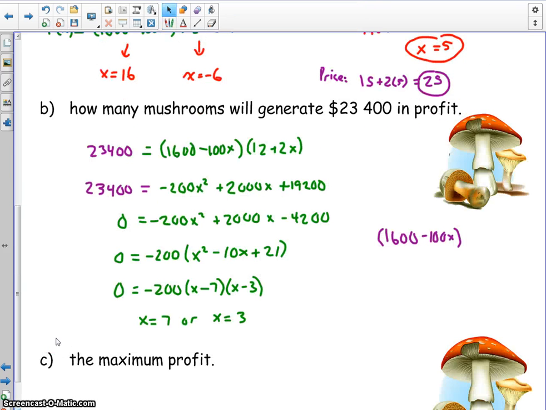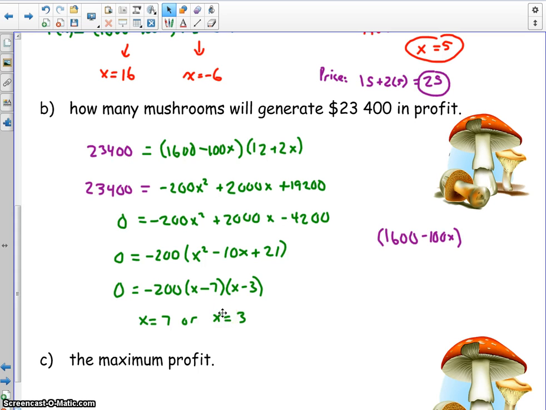Okay, so here's the answer I have so far. Just to check our algebra, I expanded everything out here using an array, brought the 23,400 over, and then just tried to solve. So I factor out the negative 200 as a common factor. I'm left with x squared minus 10x plus 21. This is a simple trinomial that happens to factor into (x minus 7)(x minus 3). So I get two possible solutions: x equals 7 or x equals 3.